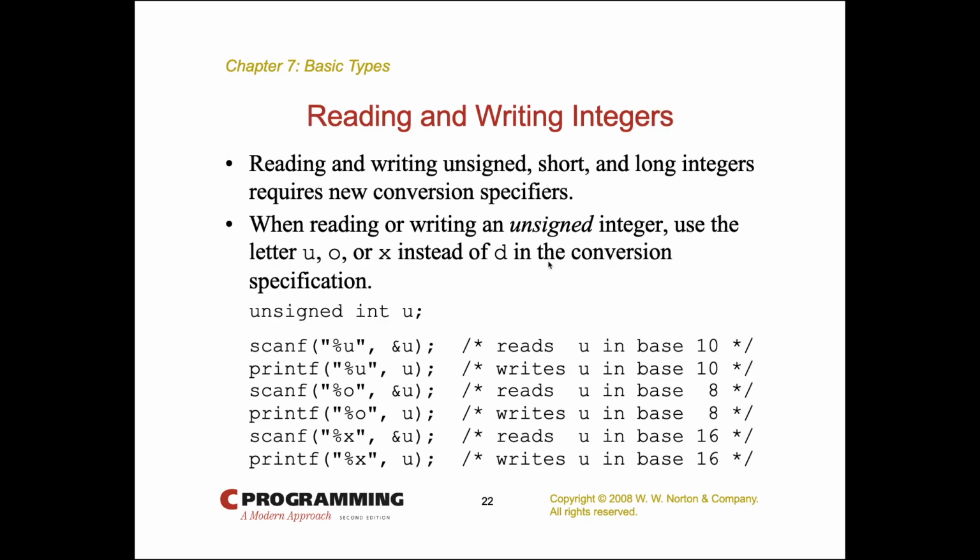Okay, so let's see reading and writing integers in C. When reading and writing unsigned integers, use the letter U, O, or X instead of D. When you use D, you know, that is a decimal integer, right? But for an unsigned integer, you use U. You can use it like that.